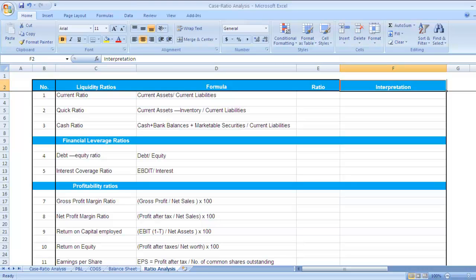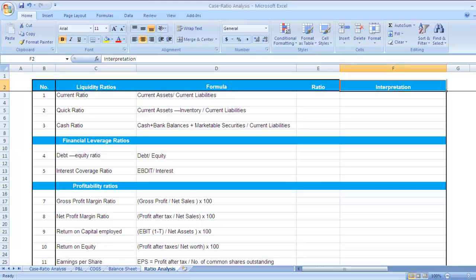A very high degree of liquidity is also bad. That is, idle assets earn nothing. The firm's funds will be unnecessarily tied up in current assets. Therefore, it is necessary to strike a proper balance between high liquidity and lack of liquidity. So we'll start with the current ratio.